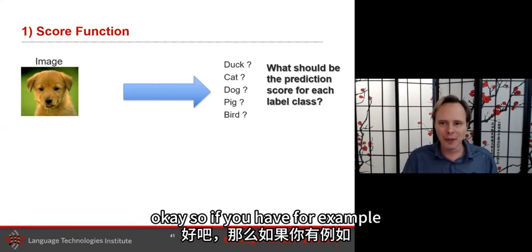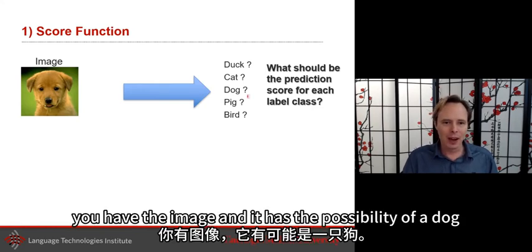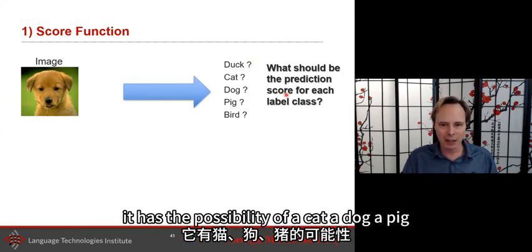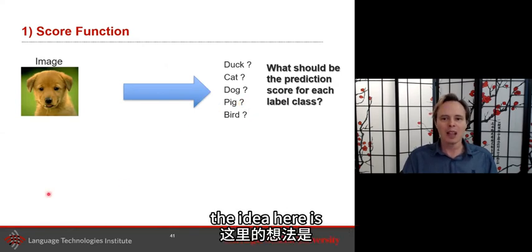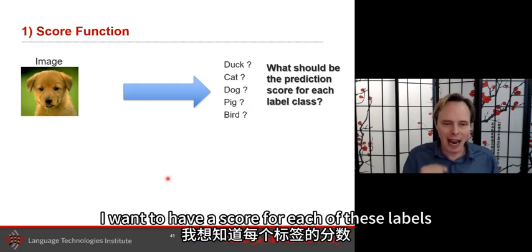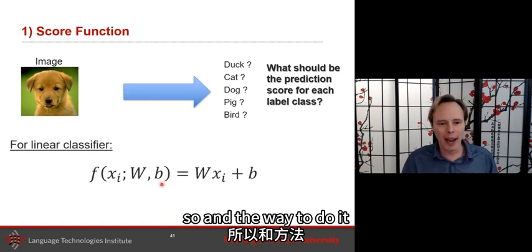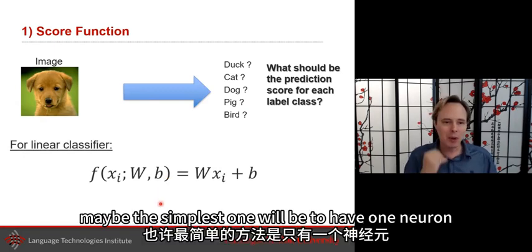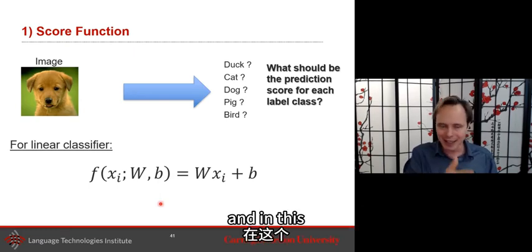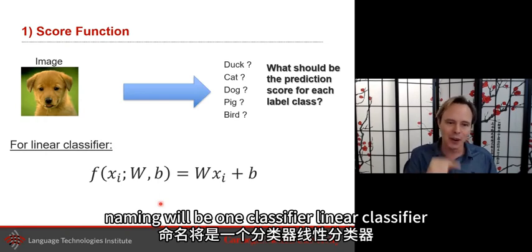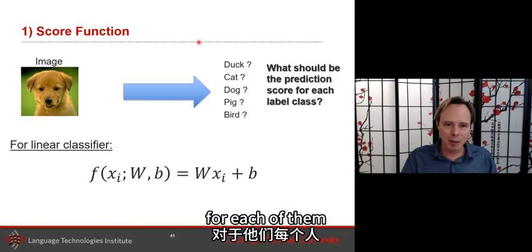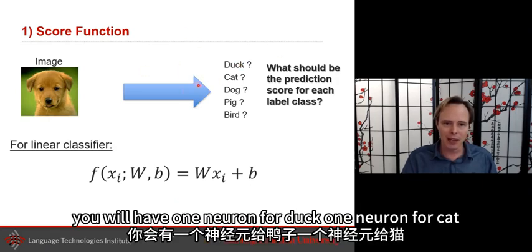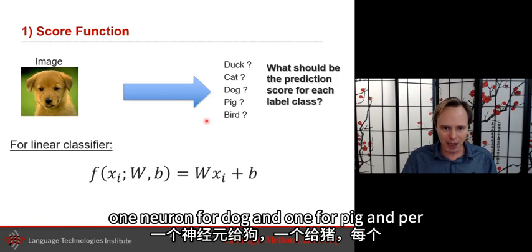So if you have, for example, an image, and it has the possibility of a dog, a possibility of a cat, a dog, a pig. The idea here is I want to have a score for each of these labels. And maybe the simplest way to do it will be to have one neuron, in this naming one linear classifier, for each of them. You'll have one neuron for duck, one neuron for cat, one neuron for dog, and one for pig and bird.